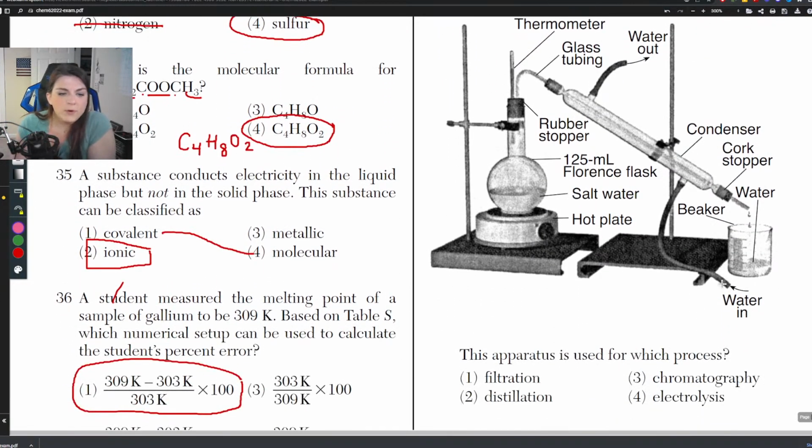Given the diagram of a lab apparatus, this apparatus is used for which process? This is for distillation. We're working with a hot plate there, so obviously we need some heat. We are condensing stuff, so we're doing a phase change. That is distillation. For a filtration, you're going to use a funnel and a piece of filter paper. Chromatography often is a beaker with a water level and then a little strip of paper that's going to have an ink dot on it, or pigment from a plant. And then electrolysis is typically going to be an electrolytic cell.